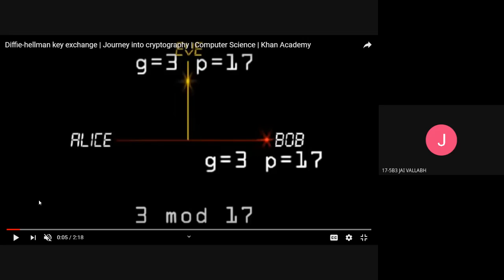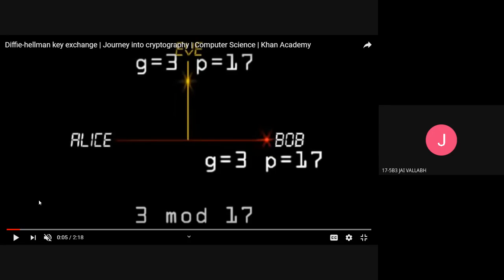As I said in the beginning, we'll be using an alpha value and a q value, where q is a prime number and alpha is a primitive root of that prime number. In this example, we are considering the prime number as 17 and the alpha value as 3. It will be shared publicly as a public component. So that 3 and 17 will be visible to Bob as well as the third person Eve.